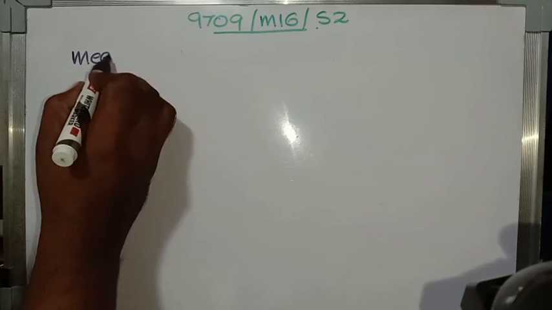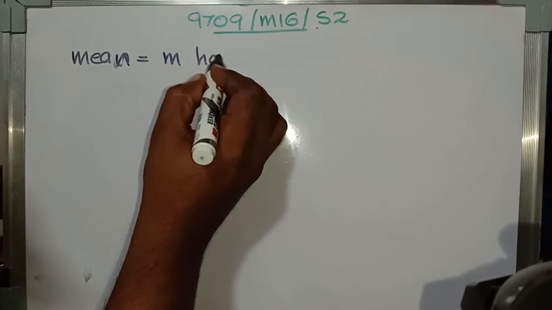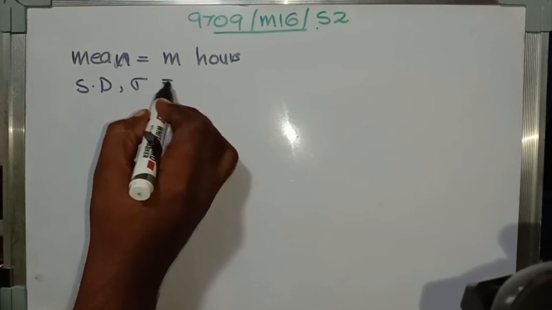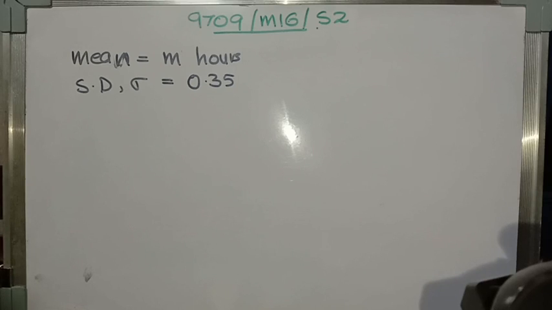So when we consider this question, you could find the mean is m hours, standard deviation denoted by sigma is 0.35, and it is given that 95% of times taken are longer than 0.9 hours. So 95% are longer than 0.9 hours.